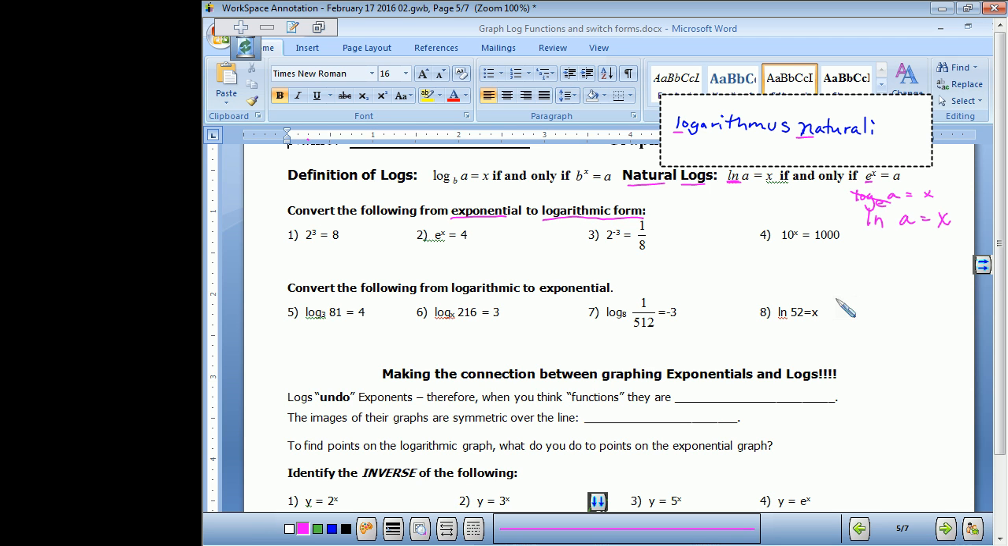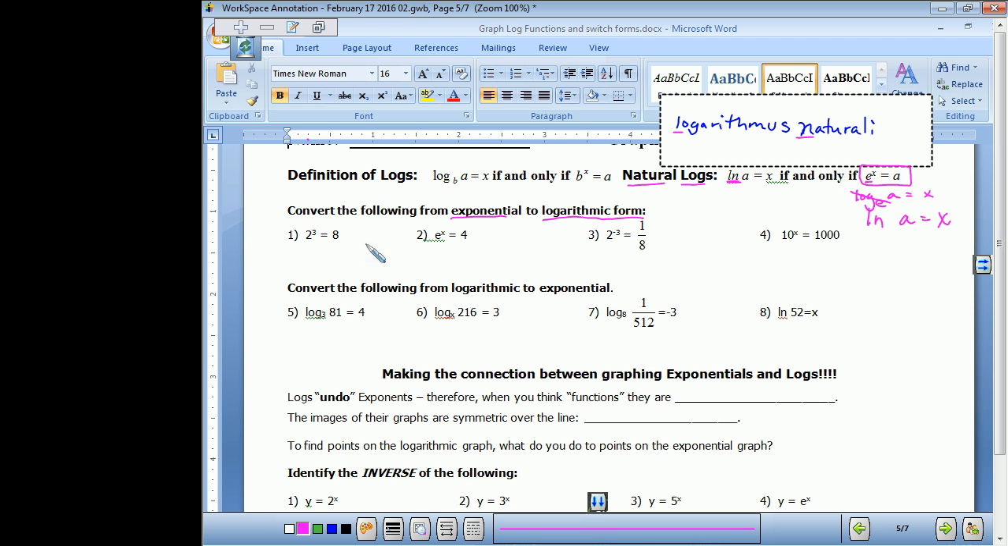Do you have to use the ln form when it's base e? Yeah, you must. So e to the x equals a isn't a thing in logarithmic form. If we're switching from exponential to logarithmic, we would have to use natural log.